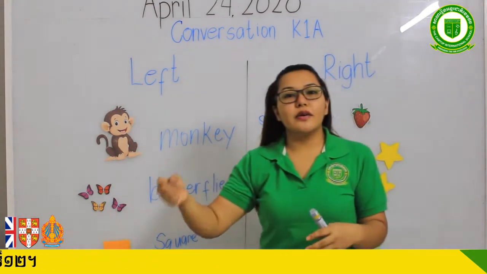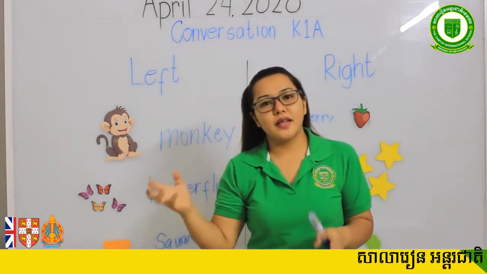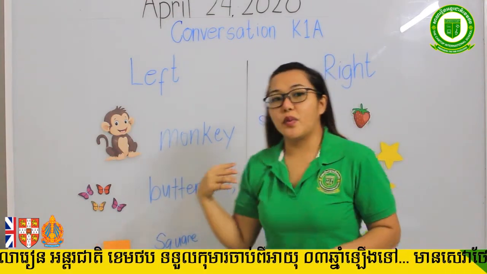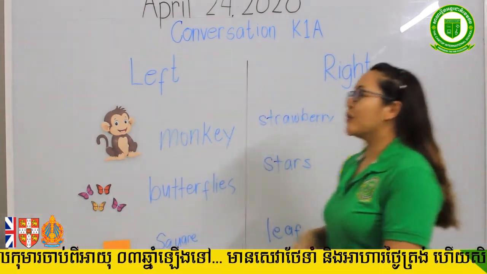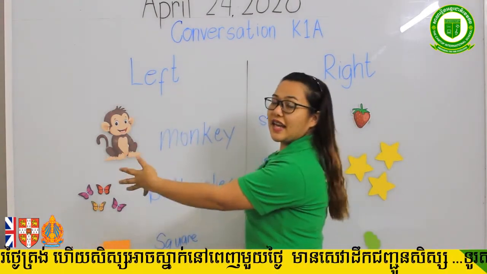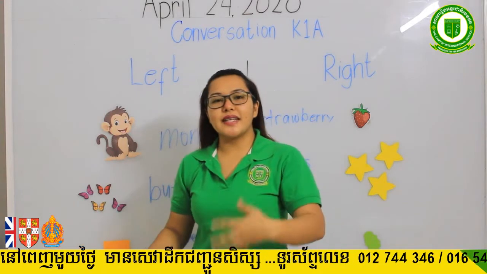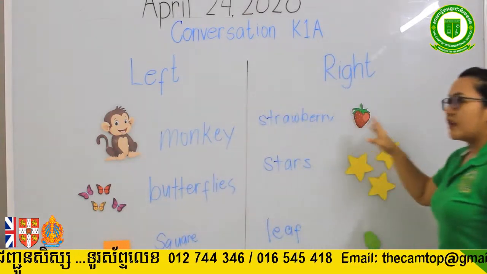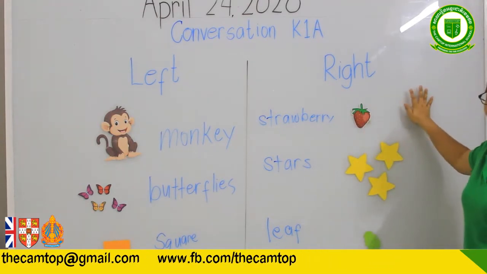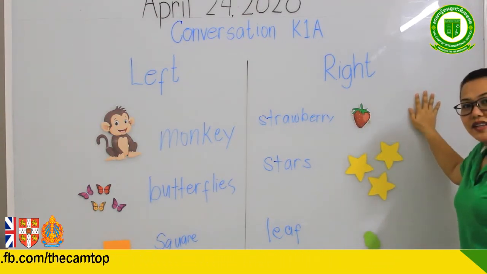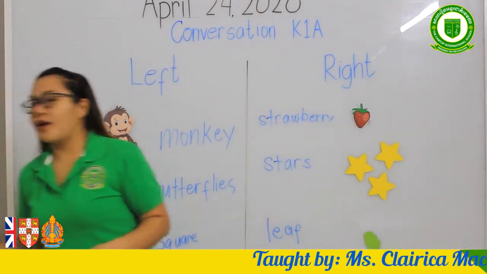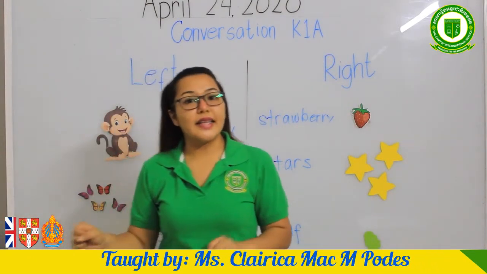If I ask you, kids, what can you see on the left side of the board, then you should be looking at this part of the board, because this is your left side. And if I ask you what can you see on the right side of the board, then this should be your answer, because these are the things on your right side of the board. So that's your right and left side.